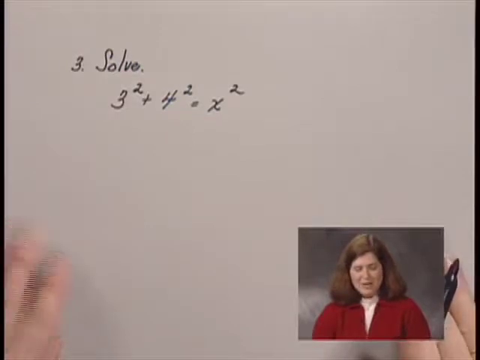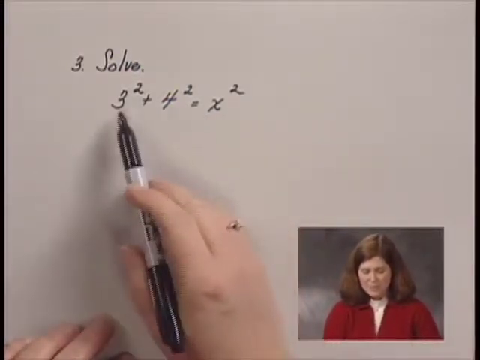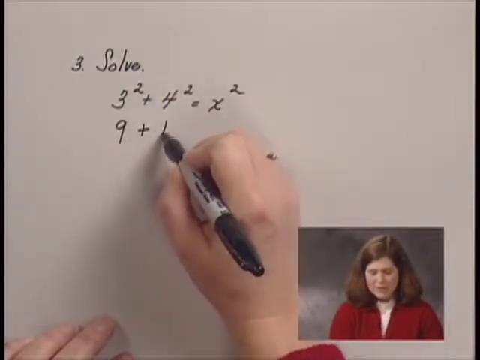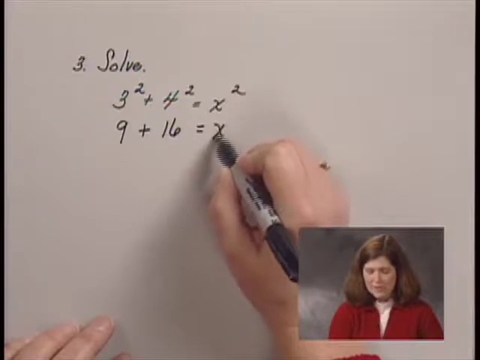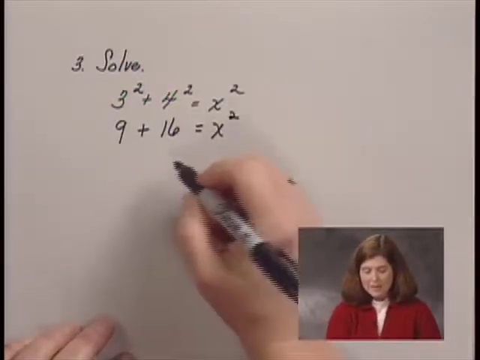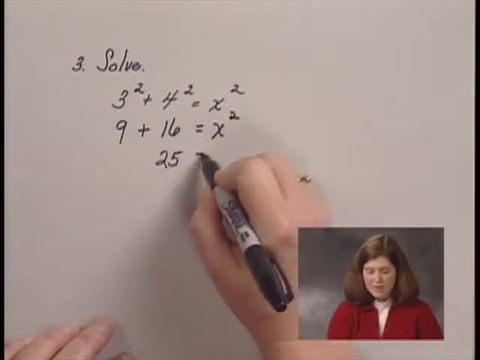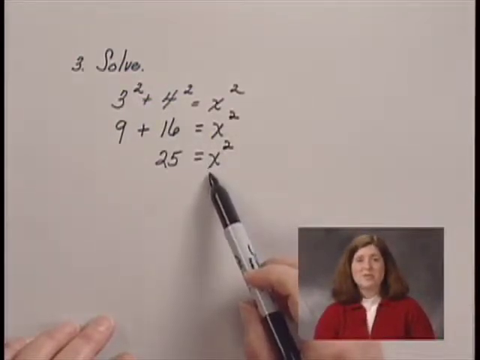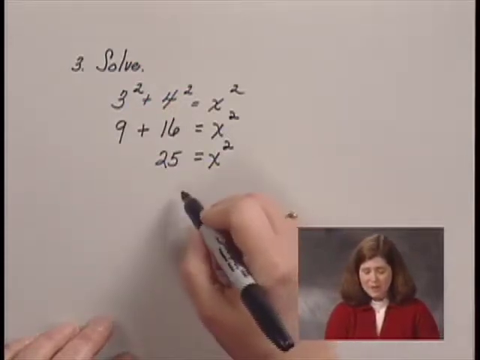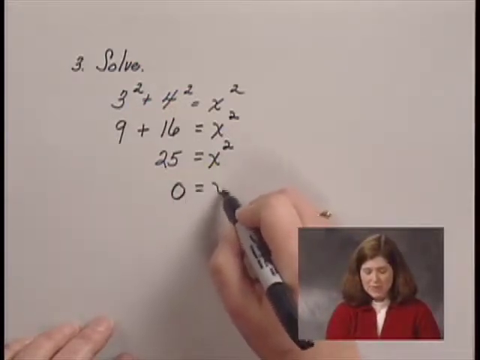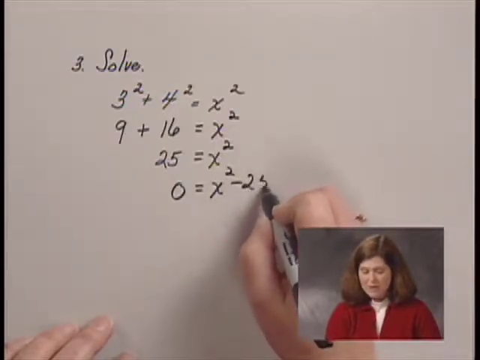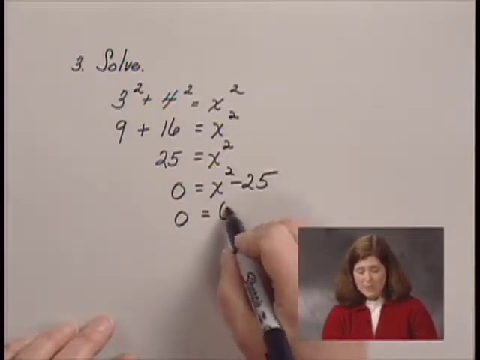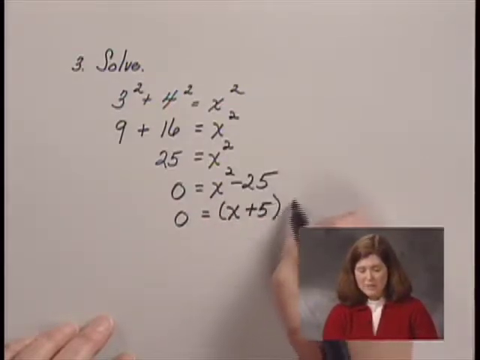To solve it, we need to first of all simplify this. 3 squared is 9, 4 squared is 16, and we have x squared. Adding 9 and 16, we get 25 equals x squared. Since we have a quadratic equation, we're going to use the principle of zero products. Subtract 25 on both sides. We have 0 equals x squared minus 25. And we factor and get, since this is a difference of squares, 0 equals x plus 5 times x minus 5.